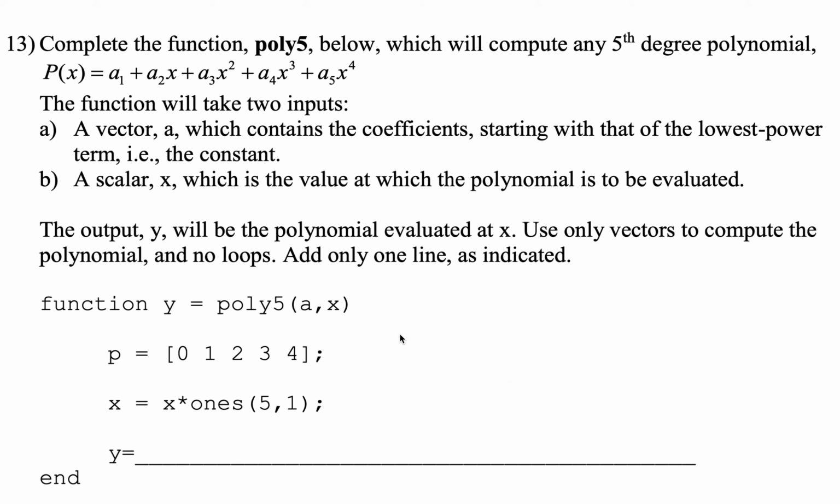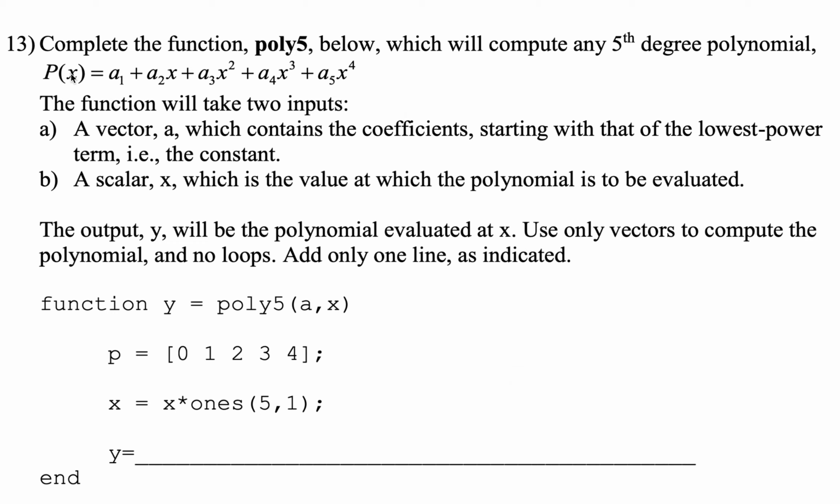Number 13 is pretty simple. We're just going to finish this tiny script of computing a polynomial. So the input that we have is a, which is a vector, x is a scalar, and in our script we have p, which stands for the powers that we have in this polynomial. And we just want to find the output y, which is the answer, which is basically p of x.